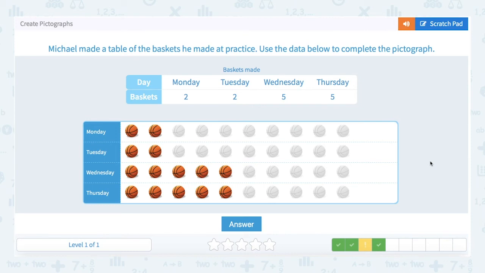Maybe he wasn't feeling very well on Monday and Tuesday. Maybe he was a little bit sick and wasn't performing as well. There's all sorts of things that might be going on here. The pictograph doesn't tell us what is going on exactly, but it does give us a picture showing us that his performance on Wednesday and Thursday was more than twice as good as Monday and Tuesday. So something happened midweek that caused his basketball practice to improve.